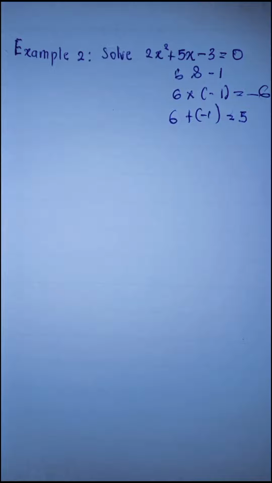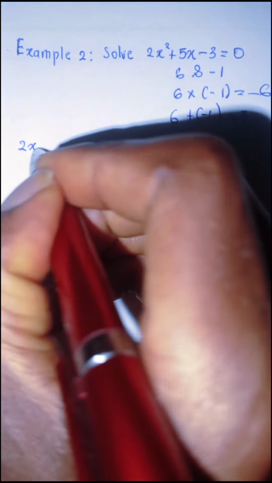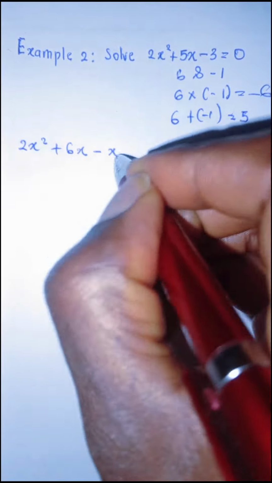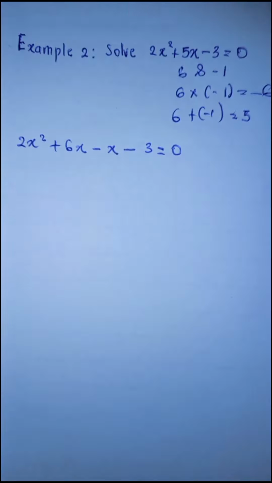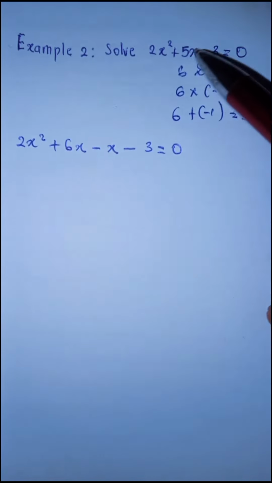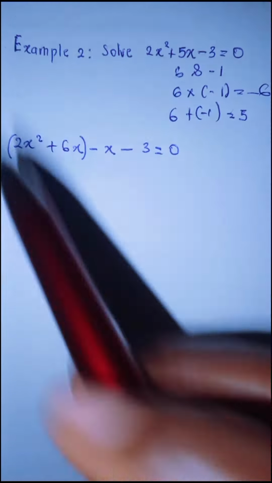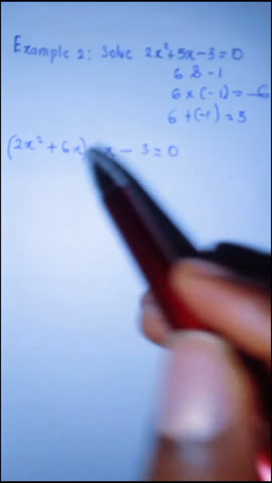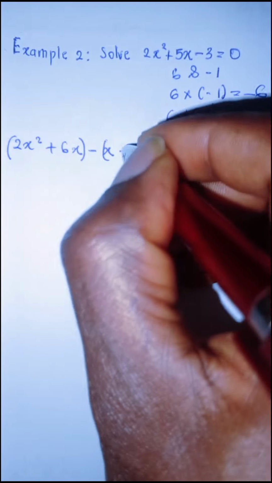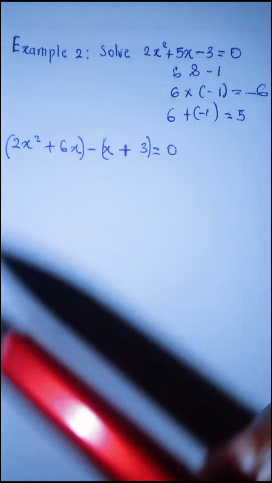So the next step to take is to rewrite the equation. So we're going to have 2x squared plus 6x minus x minus 3 is equal to 0. So notice that 6x minus x will still give us plus 5x here. So the next thing to do is to group and factorize. So in grouping, we're going to have this and this grouped, and this grouped. Remember, the sign here is going to change to plus, because if we expand this bracket, we're still going to have this equation back. So the next thing to do now is to factorize.